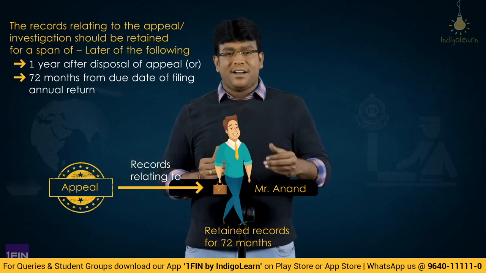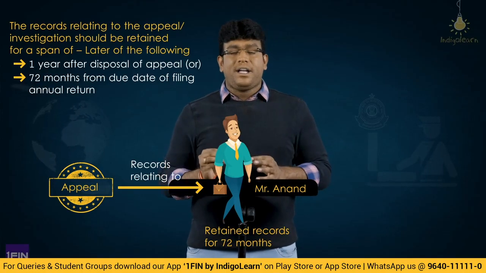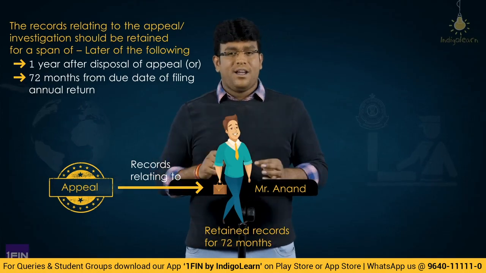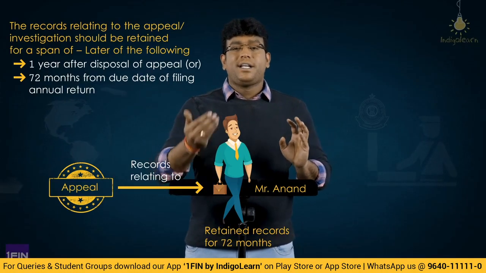They did not say earlier, they told later. If they tell later only, they'll get more time. So what they told very clearly is that the records pertaining to the appeal, investigation or revision which is going on should be retained for a span of 1 year from the date of disposal of that appeal. Disposal means passing of order of that appeal or revision or investigation, or the general time limit. What is the general time limit? 72 months from due date of filing annual return. These two, whichever is later.